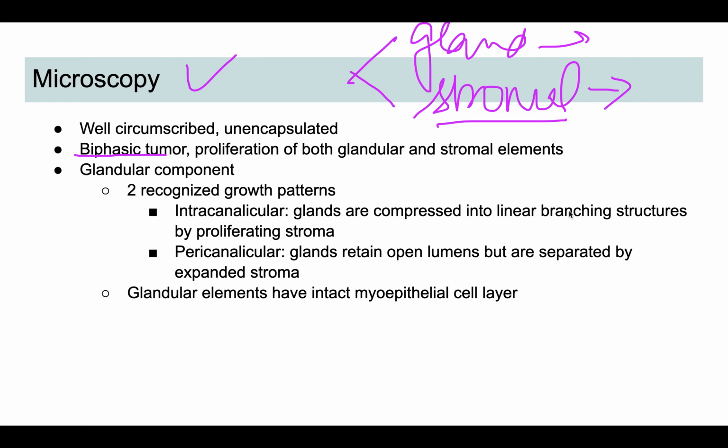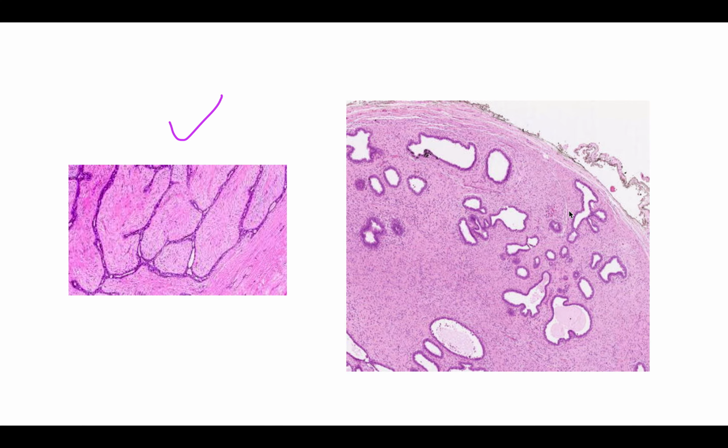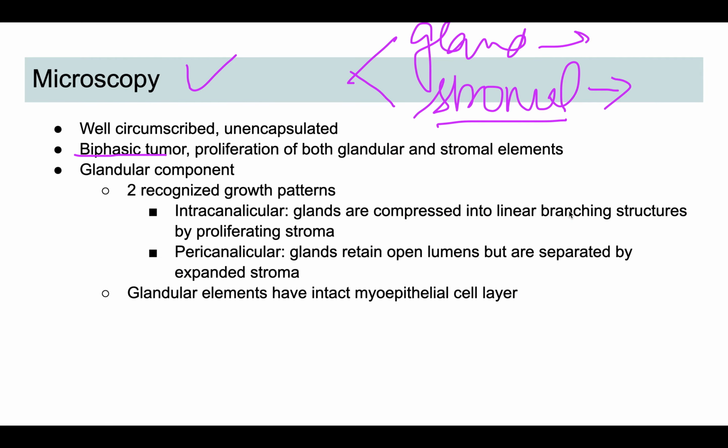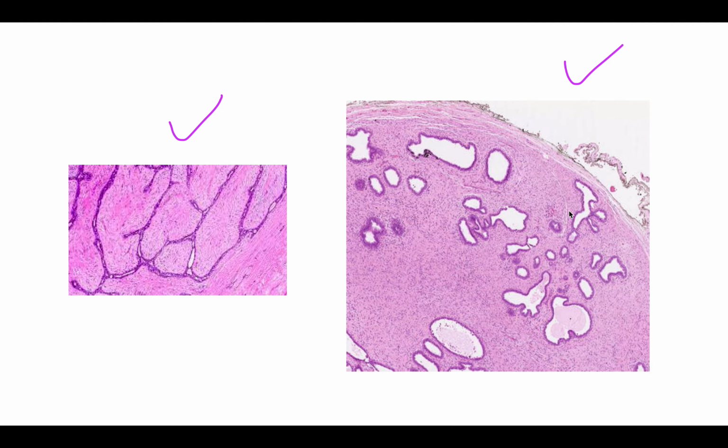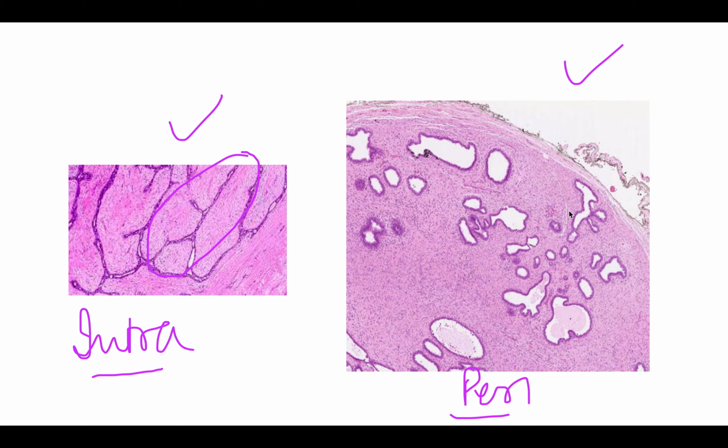In the glandular part, there are two types of growth patterns. If you see this diagram, you can see the two growth patterns. One is the intracanalicular type, and then there is the pericanalicular type. In the intracanalicular type, the stroma grows and pushes the glands into a linear branching system like this. It will compress the glands, therefore the lumen of the gland will not be visible. However, in the pericanalicular type, you can see the glands are not compressed so much.